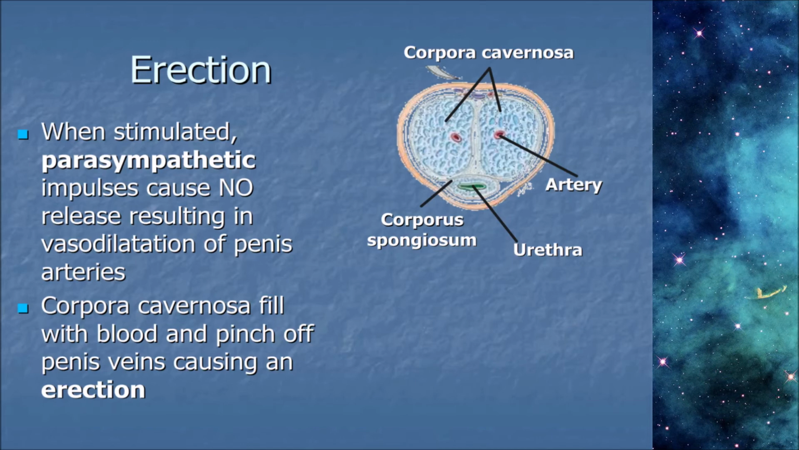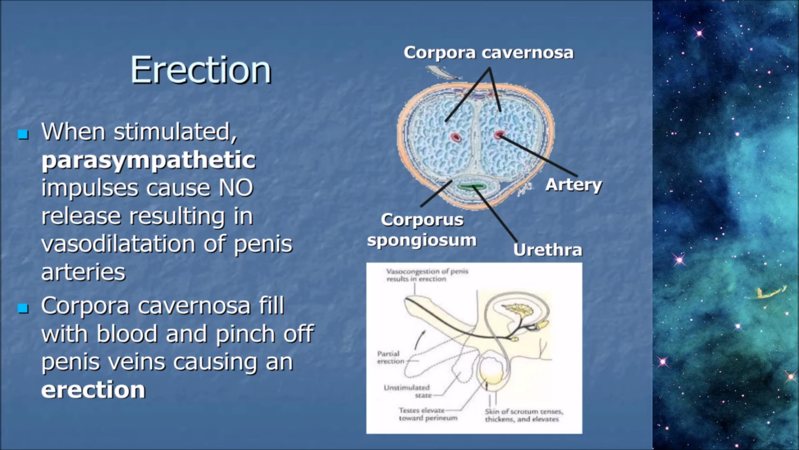Now, the corpora spongiosum isn't nearly as large as the cavernosa, but it does become slightly erect, and the reason that it's important is because it makes sure that the urethra is not squeezed off by the corpora cavernosa, and so it holds the urethra patent or open. And this is really important because if we have an erect penis but we don't have a patent urethra, there's nowhere we can ejaculate through. So we have to make sure that the urethra is patent in order for the sperm to get out of the urethra into the female reproductive tract.